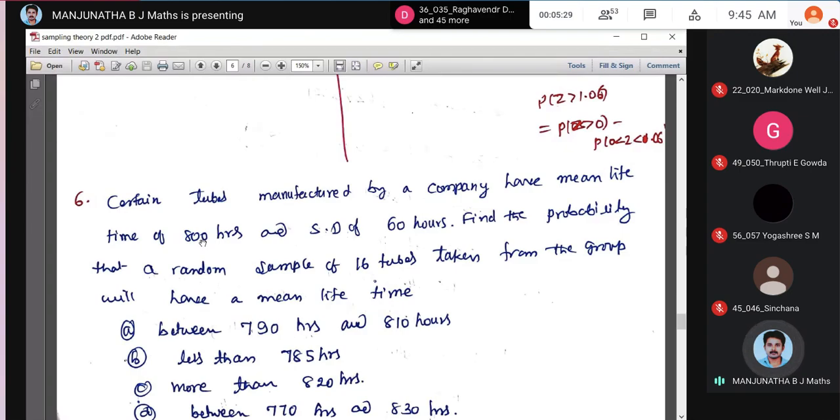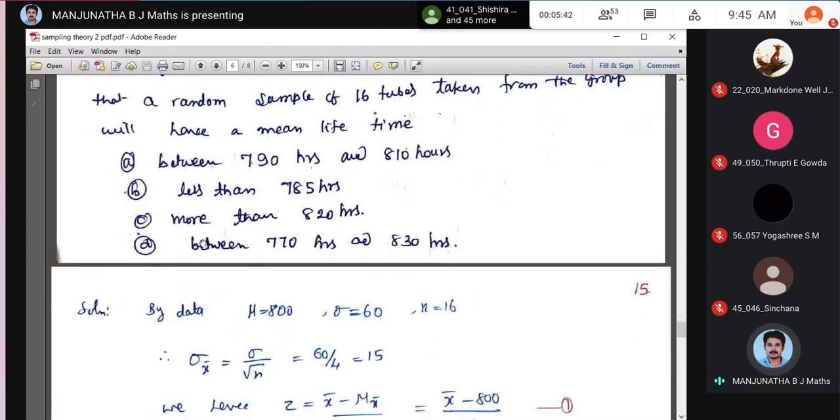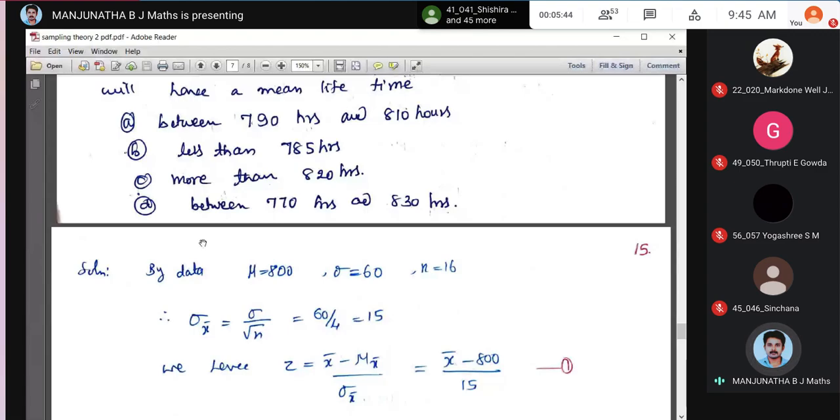A random sample of 16 tubes taken from the group will have a mean lifetime between 790 hours and 810 hours. B: less than 785 hours. C: more than 820 hours. Next, between 770 and 830 hours.